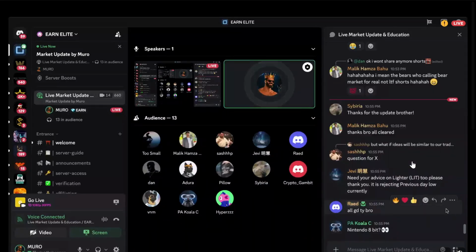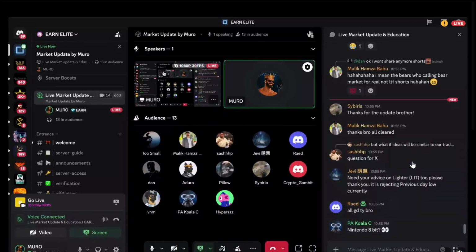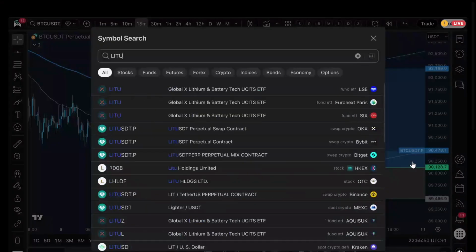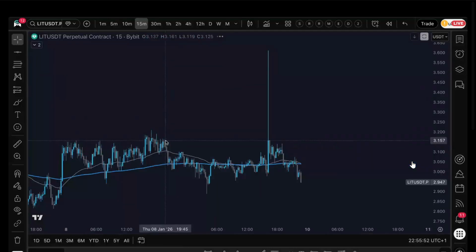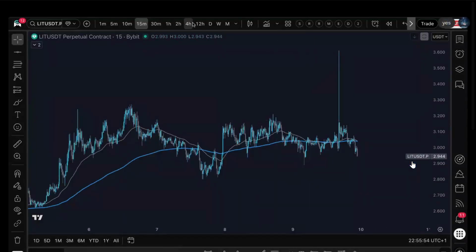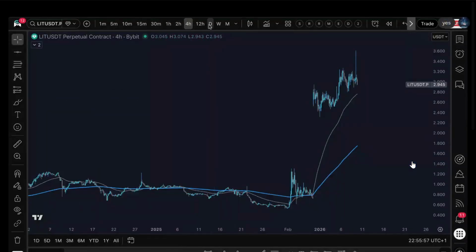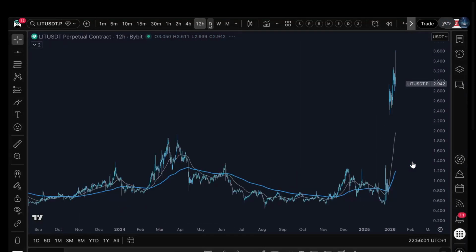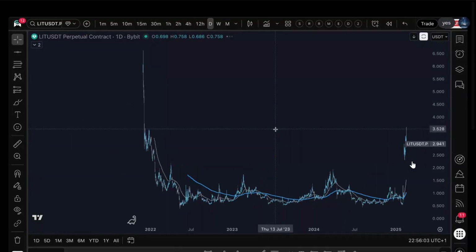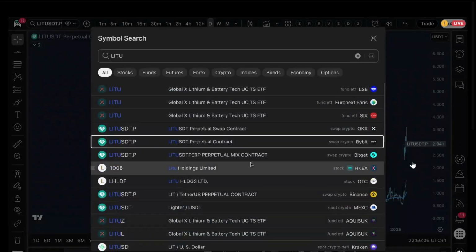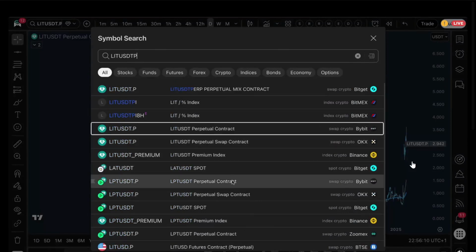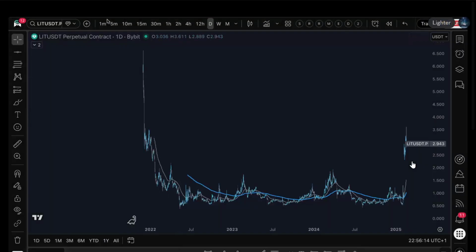Need your advice on LIT, please. Thank you. Rejecting previous day low, currently LIT. The newly listed coin, right? The newly listed coin LIT. Brother, why is the chart like this? Or is this not the one? Are there different LITs? One moment. No. Is this the one you mean, brother?